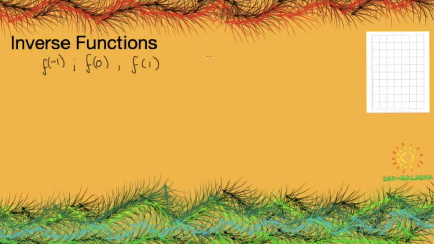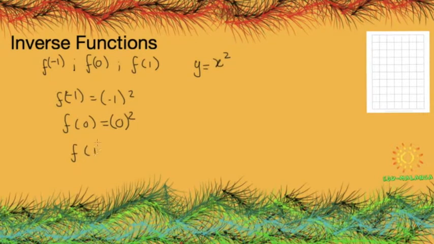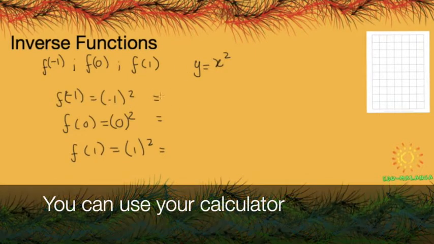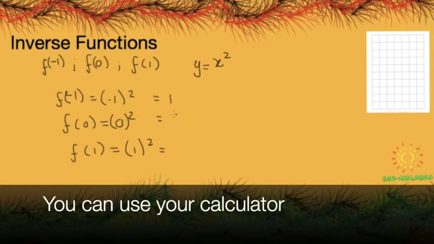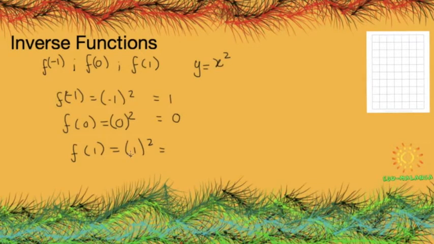This function here is x squared, so y is equal to x squared. At x is equal to -1, we get -1 squared. At x is equal to 0, we get 0 squared. At x is equal to 1, we get 1 squared. If you like making sure of things, use your calculator. A negative squared is a positive, so that is 1. 0 squared is 0, because 0 times anything is 0. 1 squared is 1, because it's essentially 1 times 1.